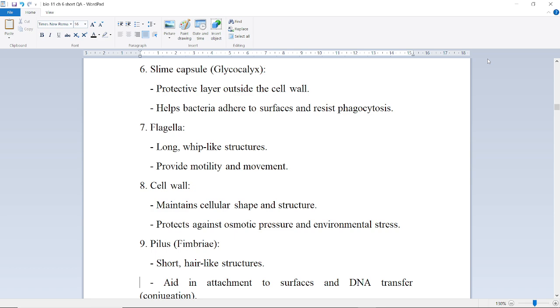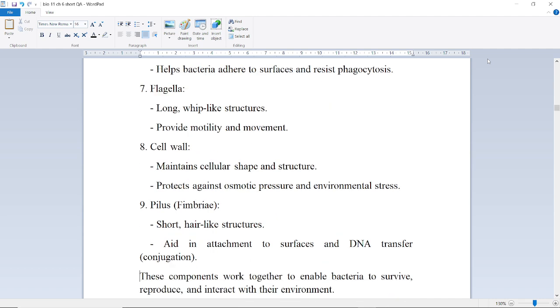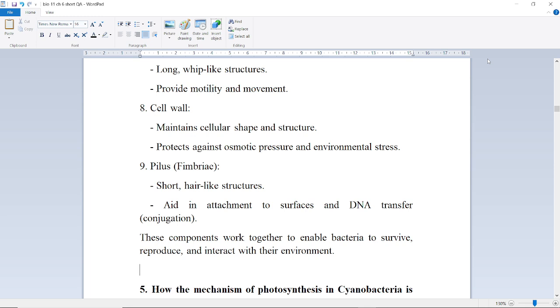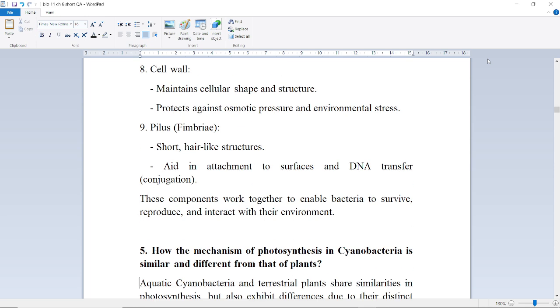Next is pili or fimbriae. Short hair-like structures aid in attachment to surfaces and DNA transfer, conjugation. These components work together to enable bacteria to survive, reproduce, and interact with their environment.